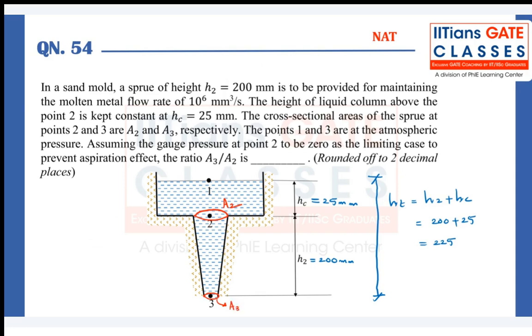Now points 1 and 3 are open to atmospheric pressure, assuming that gauge pressure at point 2 is 0, eliminating the case of the aspiration effect. Then what is the ratio of A3 by A2? What we need to find, guys? The A3 divided by A2 ratio we need to find if you want to avoid the aspiration effect. In the first casting class, we have discussed and solved this problem as well.